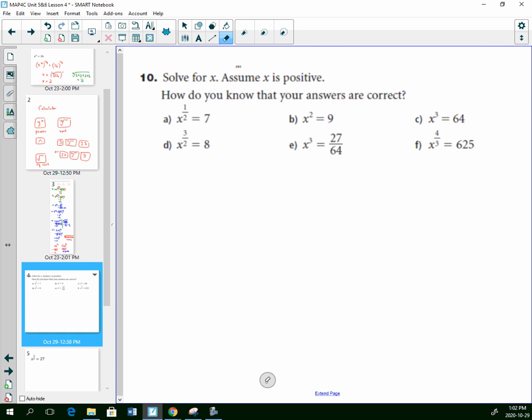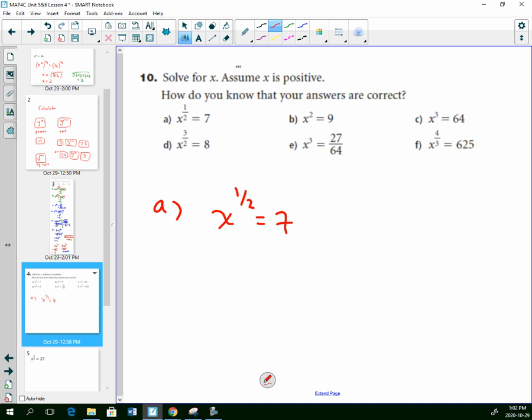Okay, so these are all from the guide, right, in the practice questions. So this one says solve for x and assume x is positive. And how do you know your answer is correct? So A says x to the 1/2 equals 7. So these ones you're not going to be able to complete in your head because some of them will be decimal answers. Okay, so we could leave it as an exact value.